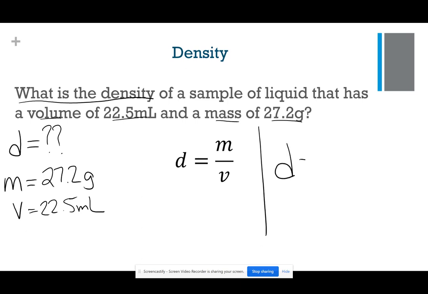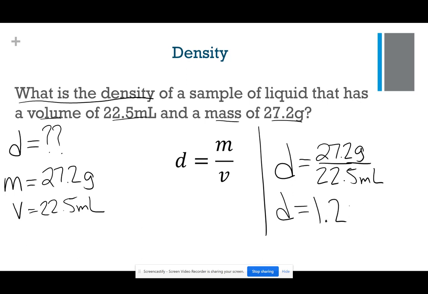So density equals, I put my mass on the top, 27.2 grams. And I put my volume on the bottom, 22.5 milliliters. And I divide those two numbers. So when I type that into my calculator, 27.2 divided by 22.5, my silly calculator spits out a number like this.